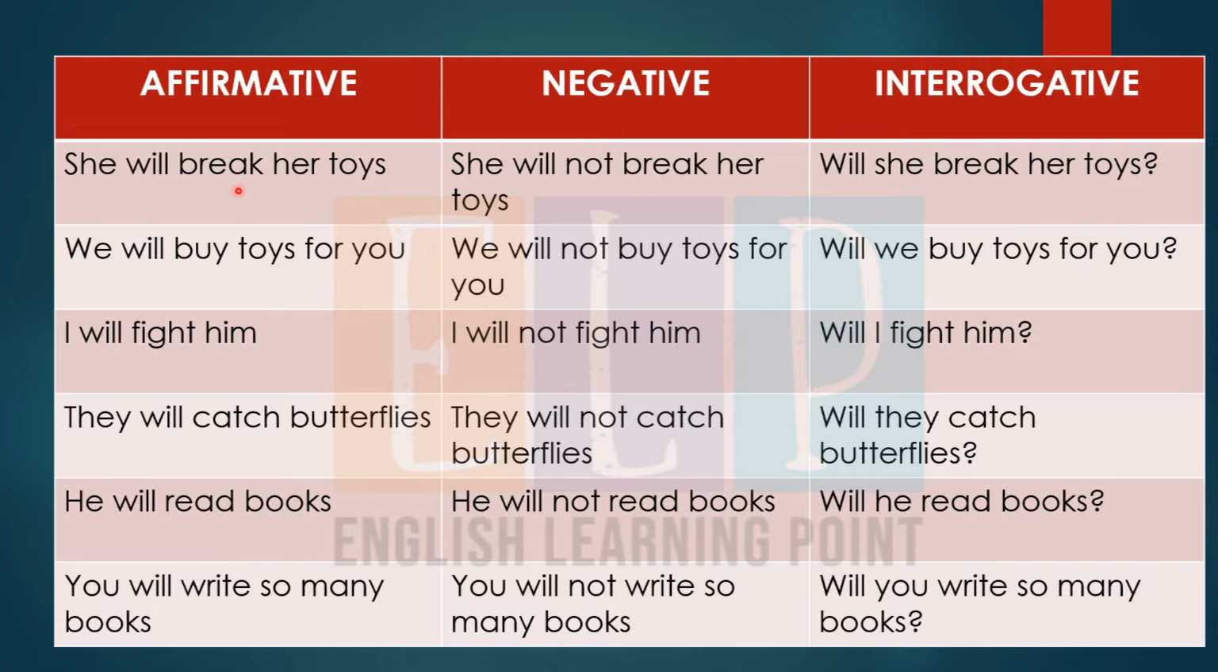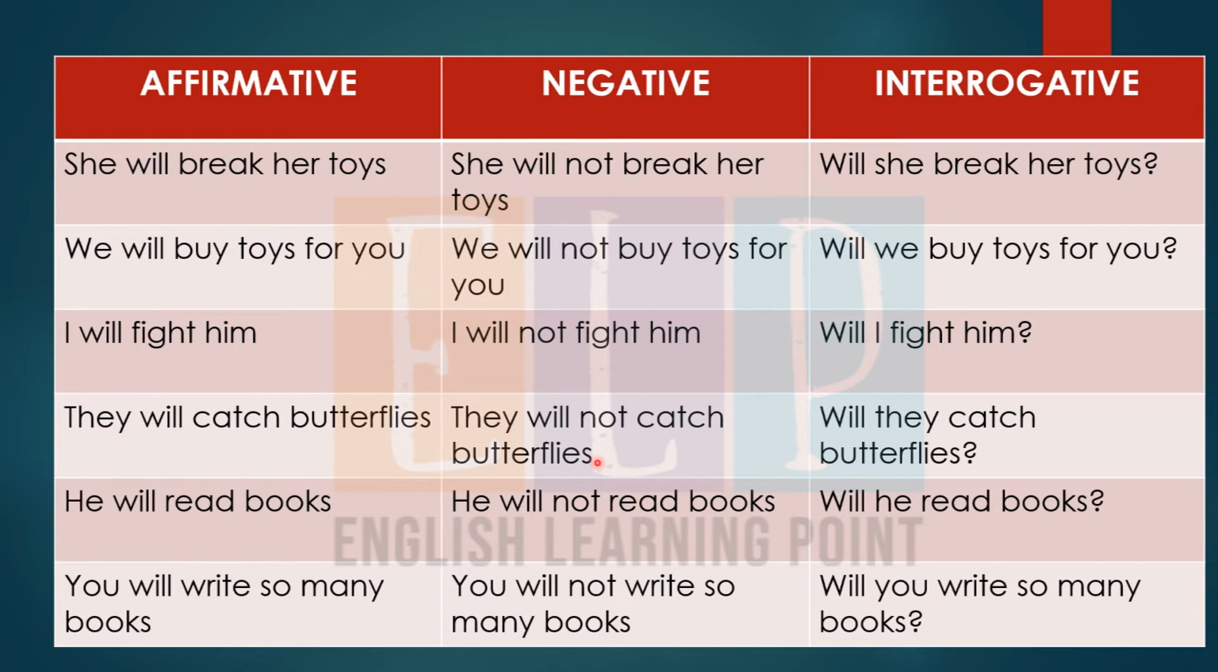Like, she will break her watch. In the negative, we just use not. She will not break her watch. Will she break her watch? We will buy a watch for you. We will not buy a watch for you. Will we buy a watch for you? I will fight him. I will not fight him. Will I fight him?